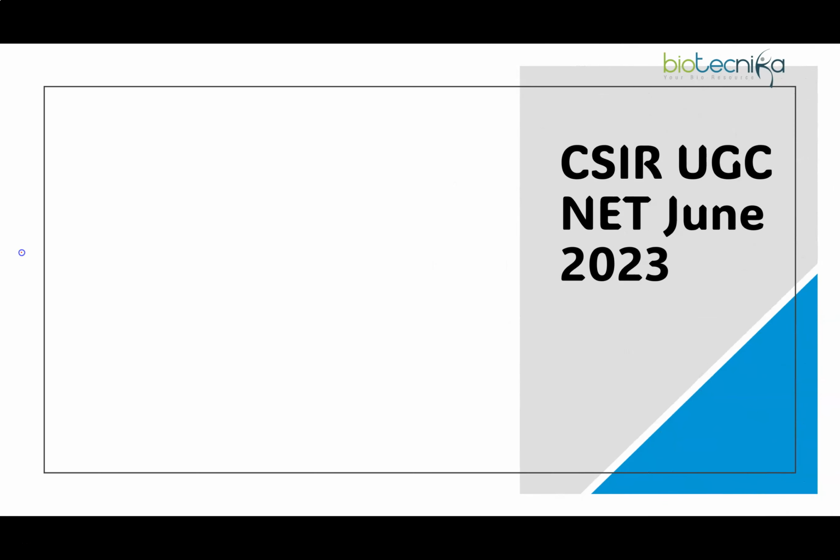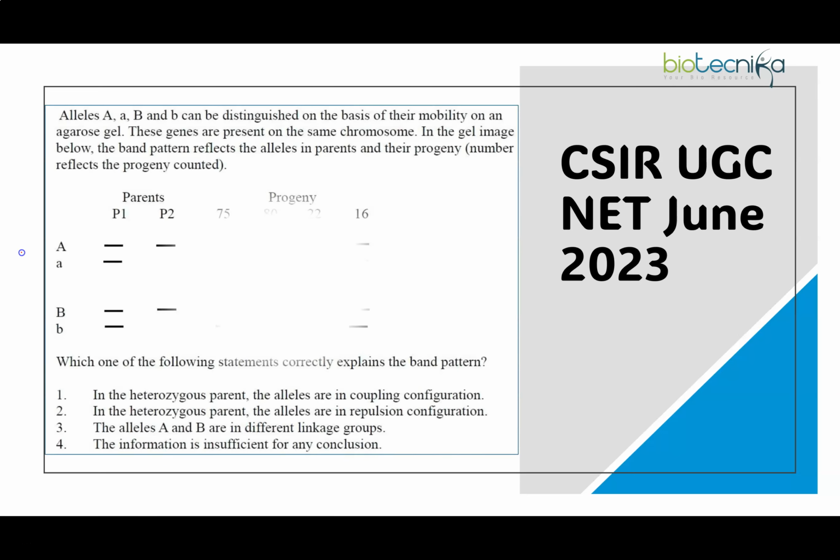This is the question I have taken from the June 2023 exam. Alleles capital A, small a, capital B, small b can be distinguished on the basis of their mobility on an agarose gel. The genes are present on the same chromosome. In the gel image below, the band pattern reflects the alleles in parents and their progeny. Number reflects the progeny counted. Which one of the following statements correctly explains the band pattern?